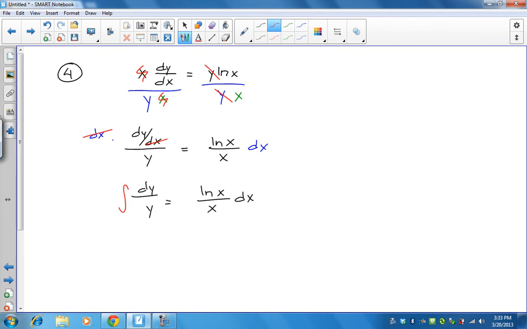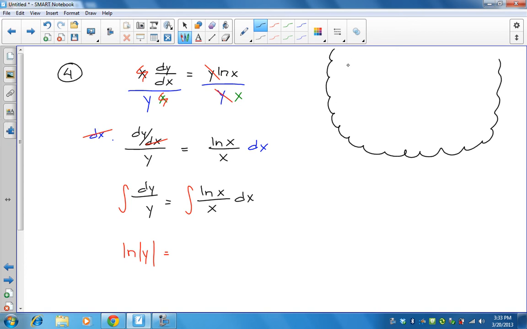Left side's easy. 1 over y dy, or dy over y, integrates to the natural log of y, equals, now this one's a little bit tricky. I'm going to have to come over here into Thoughtland to finish this one up, because what we have here is one of those tougher integrals. And when I say tougher, I mean it's not power rule or something you easily recognize. The ln of x over x. Now this is a nice problem. It's actually u substitution, and you're going to let u equal the natural log of x.